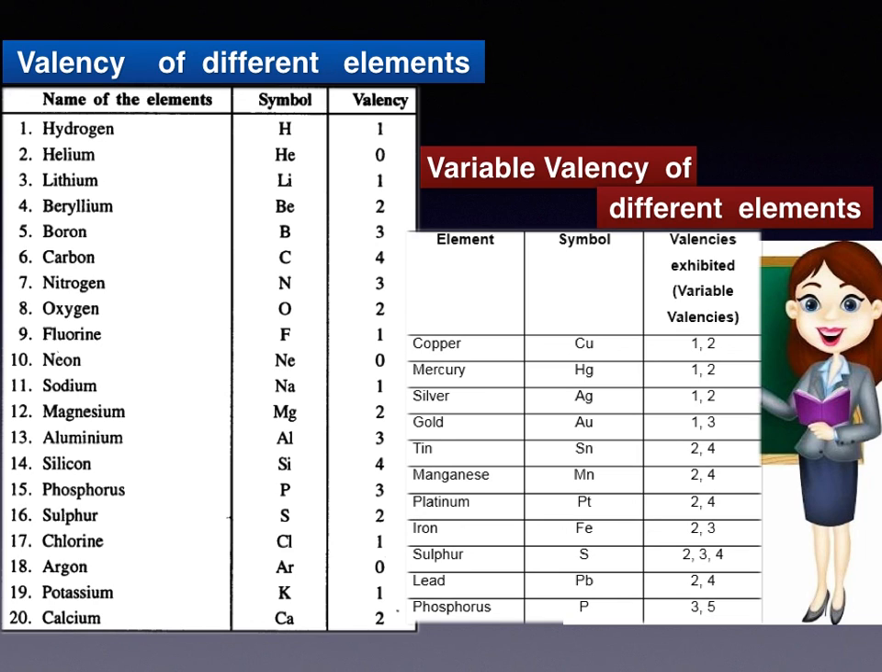For example, cuprous ion is formed by the loss of 1 electron, and cupric ion is formed when there is loss of 2 electrons. In a similar way, ferrous ion is formed when iron gives away 2 electrons, and ferric ion when it loses 3 electrons. So there are two valencies, 2 and 3. Hence you can see in the chart the variable valency of different elements given.